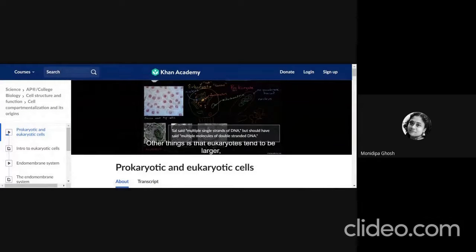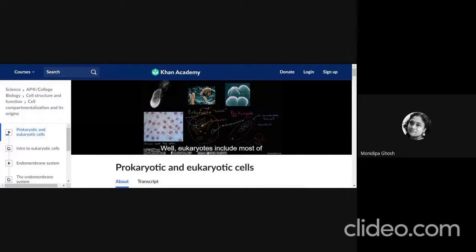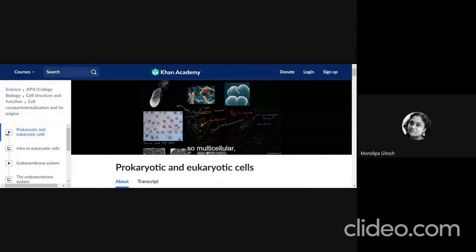Other things are that eukaryotes tend to be larger, while prokaryotes tend to be smaller and simpler. So now that we know the key distinctions, what are examples of eukaryotes? Well, eukaryotes include most of what we interact with on a daily basis, or we think we're interacting with. This includes all multicellular organisms. So I'm thinking animals, plants, fungi.